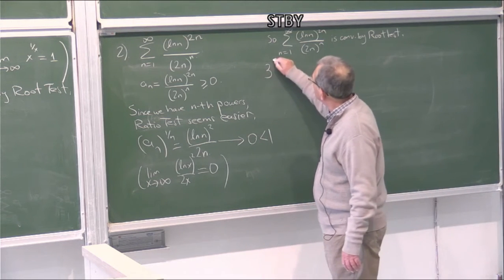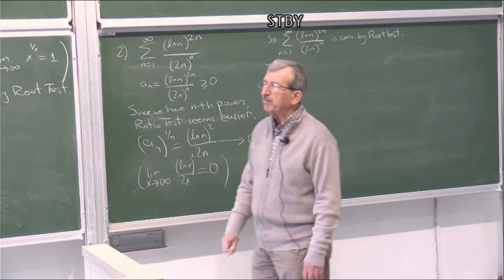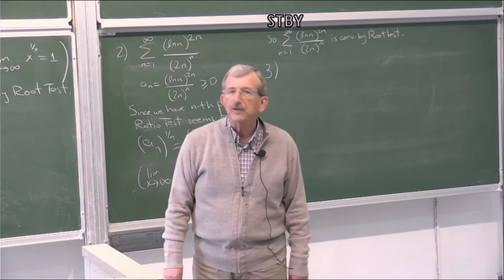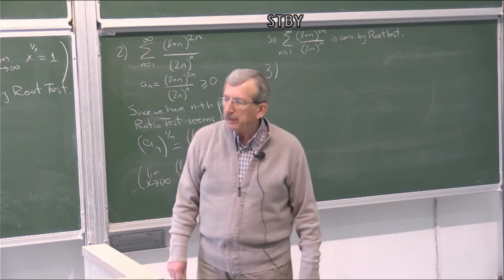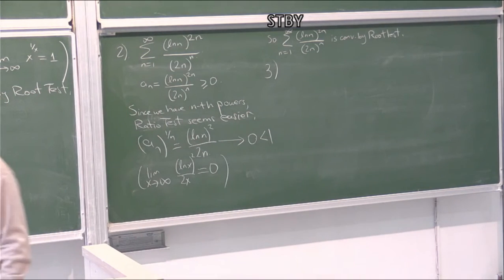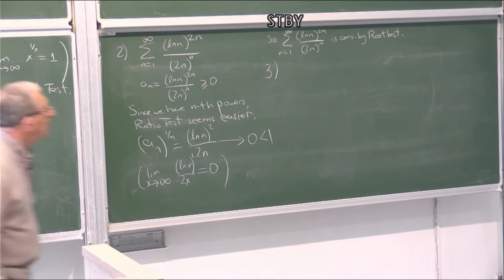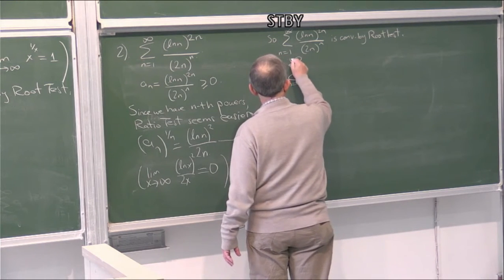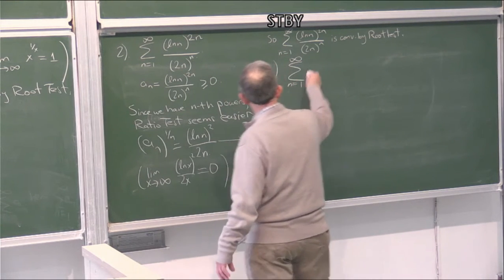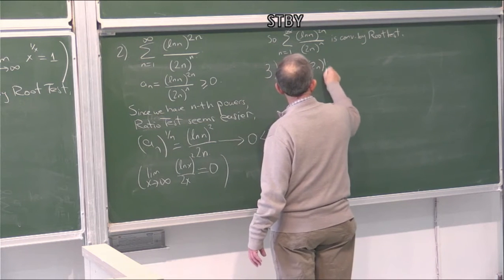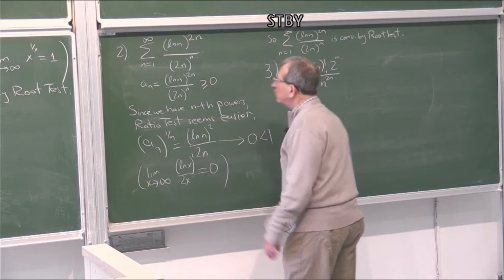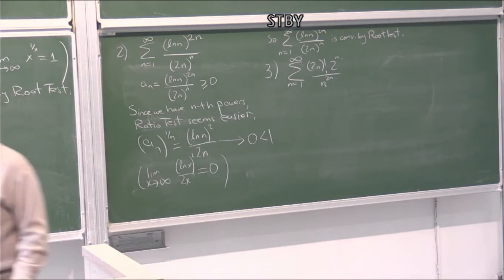But on the other hand, a very particular case happens if we have factorials dancing around. Namely, in the next example, we have 2n factorial, 2 to the n to the 2n. Let me check.